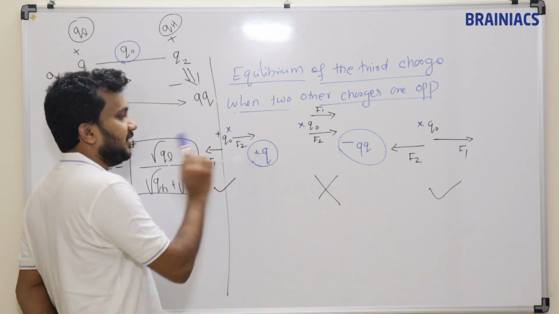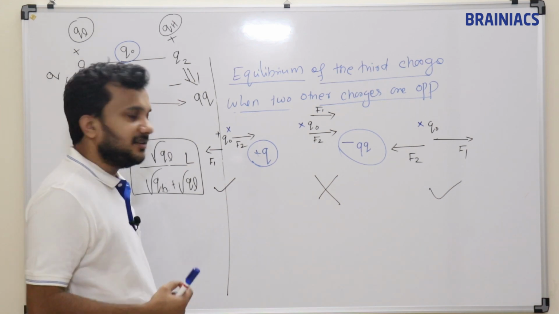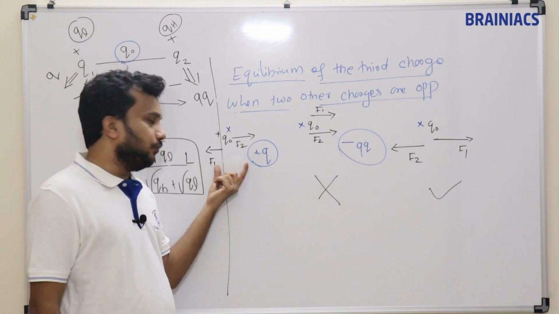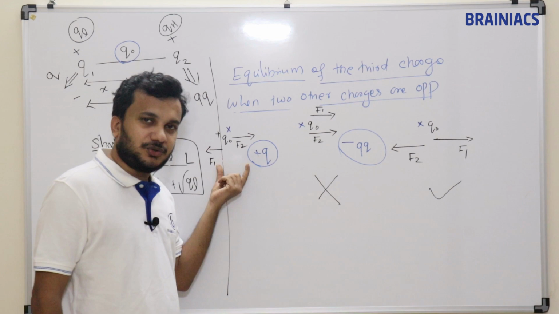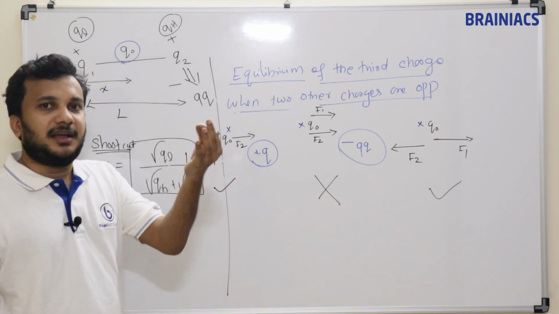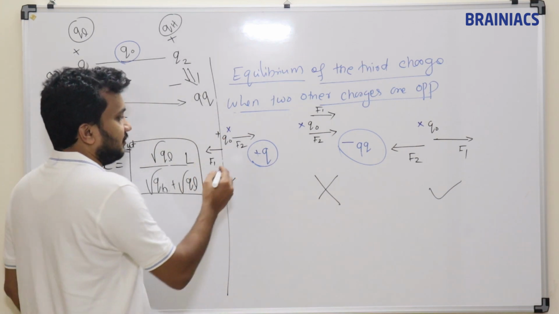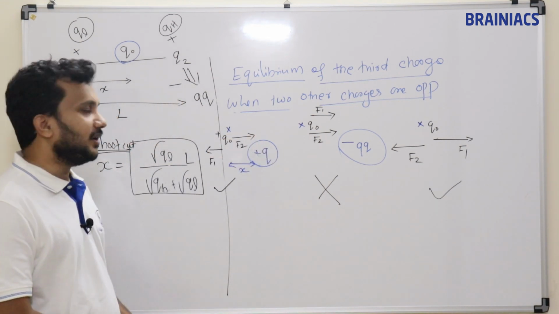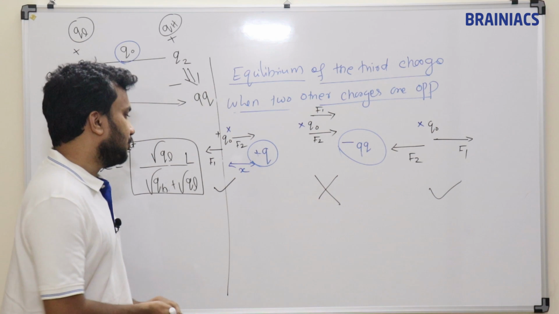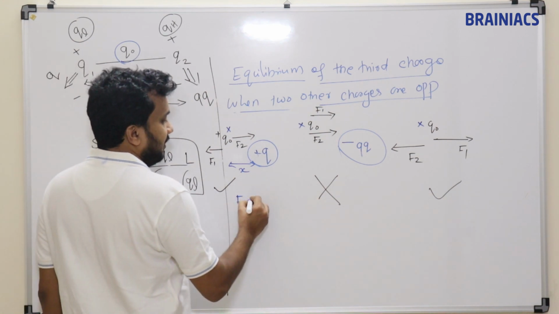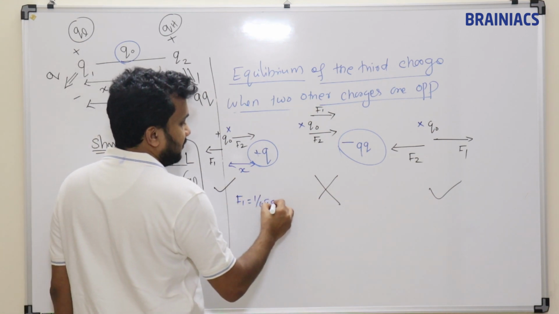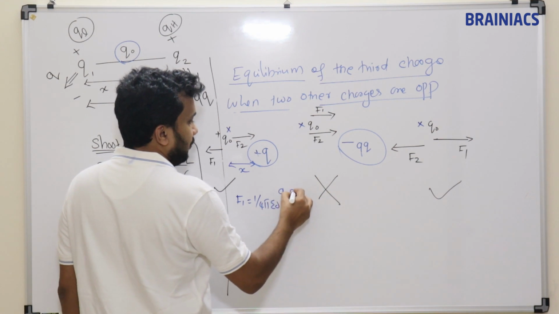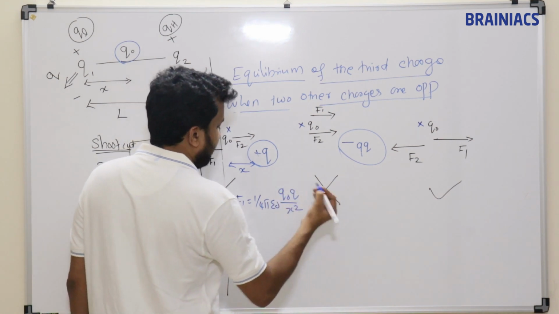So because of plus Q, if I am taking the distance, what is the formula? 1 by 4 pi epsilon 0 Q1 Q2 divided by x square. X square in the sense x, I have taken the distance between them as x. Okay, so I will get one force formula. F1 will be equal to 1 by 4 pi epsilon 0 Q0 into Q divided by x square.